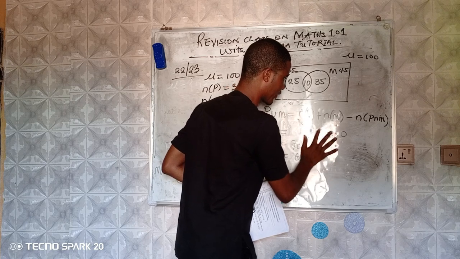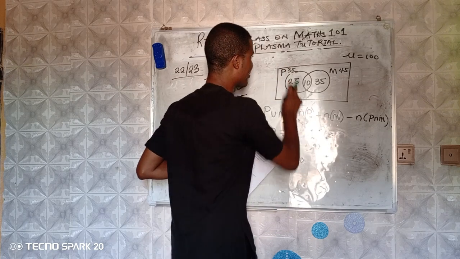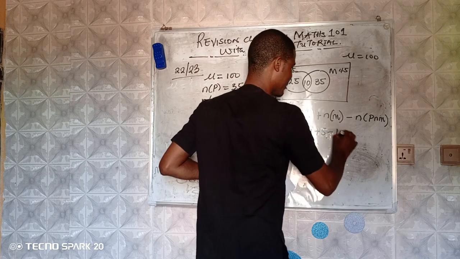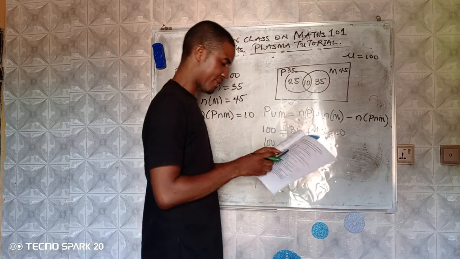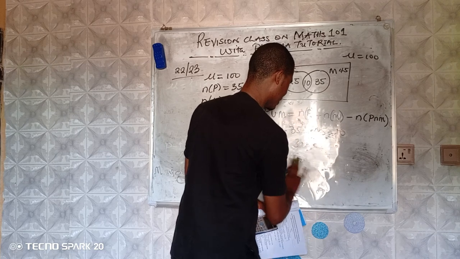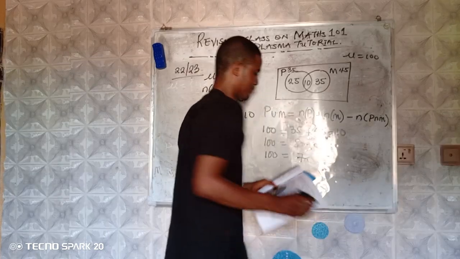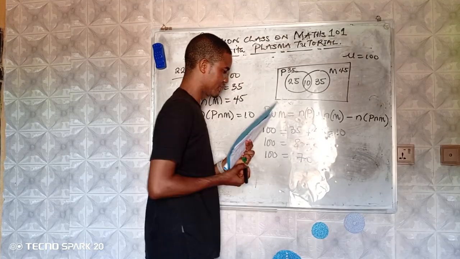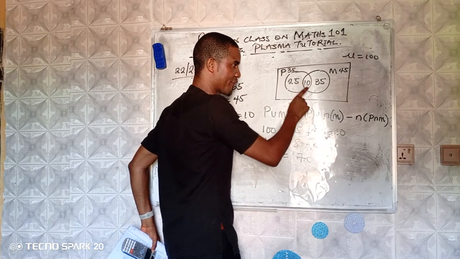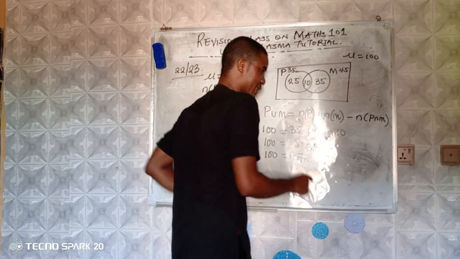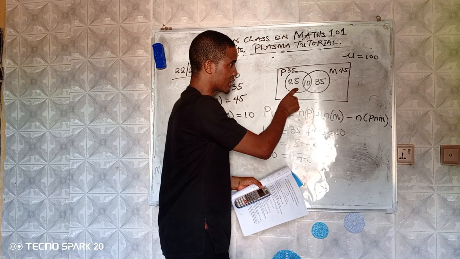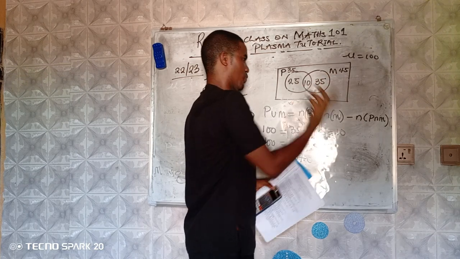no, sorry. When you are talking of this, we are not talking about only. So we have the cardinality of P, which is 35 plus 45 minus 10. 35 plus 45 is 80, minus 10 will give me 70. It means that if you watch now, the number I'm supposed to get here is supposed to be equal to 100, but I'm having 70. If you do 35 plus 10 plus 25, we also get 70. Let me check. 35 plus 25 plus 10 also gives you 70. Or you do this plus this minus this, we also get 70.